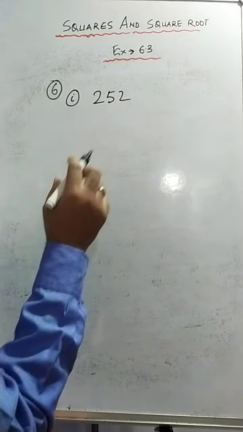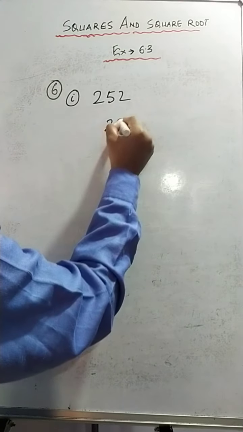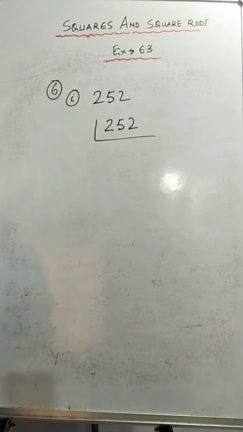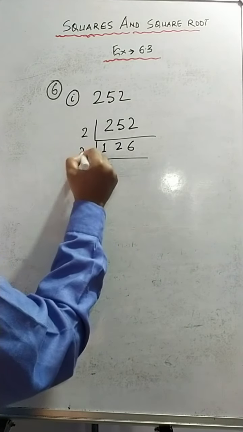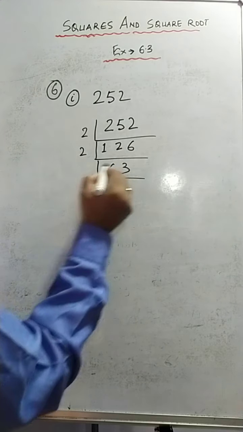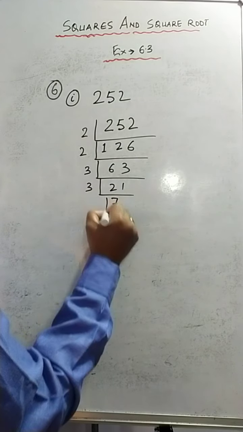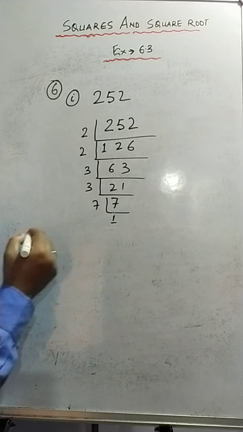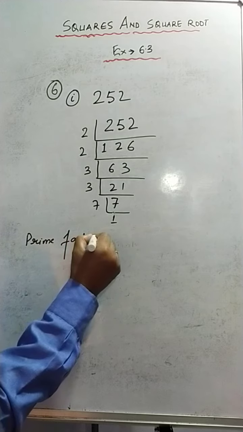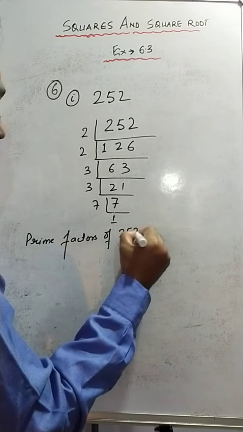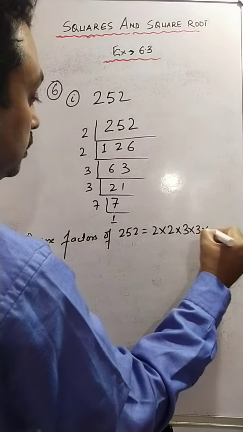Fine. So for that, what is the first thing we were supposed to do? Yes, we will do the prime factorization of this number, that is 252. Fine. So what is the answer? 2 ones are 2, 2 twos are 4, 2 sixes are 12, 2 sixty-threes are 126, then this number is divisible by 3, 21, 3 sevens are 21, and 7 ones are 7. So we'll write the prime factors. So prime factors of 252 is equal to what? 2 into 2 into 3 into 3 into 7.